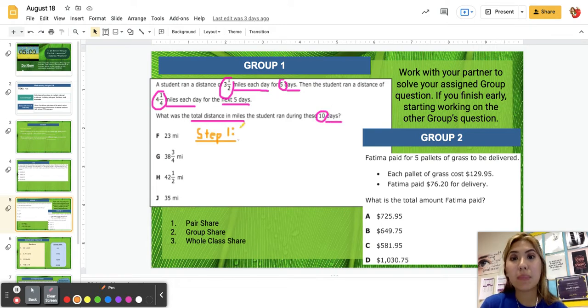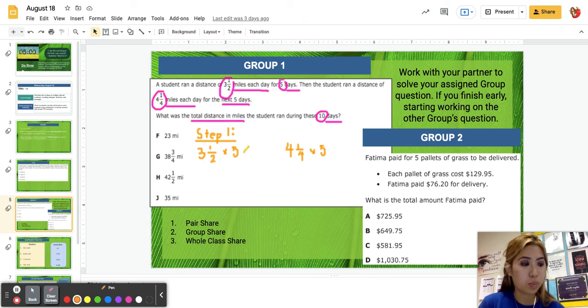My first step is to figure out how many miles were run for the first 5 days and then for the next 5 days. So basically, I know that I have to multiply these mixed numbers and whole numbers. So we have 3.5 times 5 and 4 1/4 times 5.